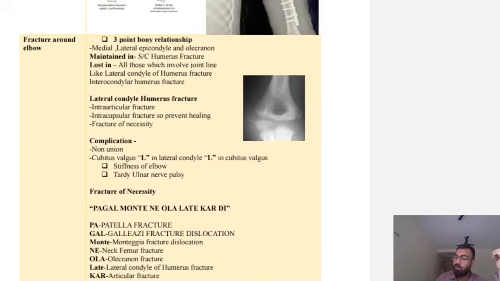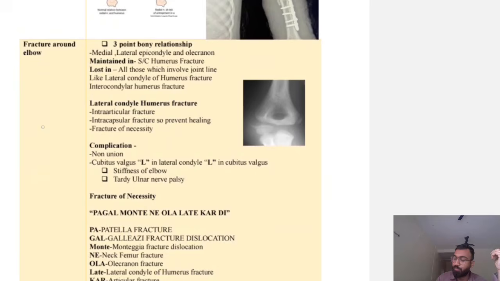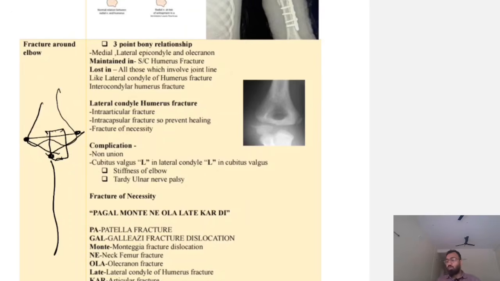Okay. Now next is fracture around the elbow. What is the 3-point bony relationship? So this is the humerus. This is the medial epicondyle. This is the lateral epicondyle, and this is the olecranon. So this is the 3-point bony relationship. If the fracture is above or below the 3-point bony relationship, it will not get disrupted.